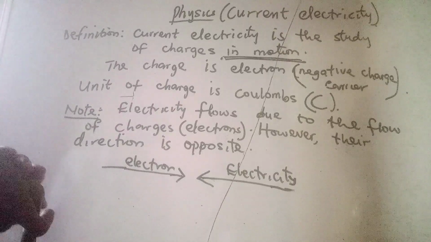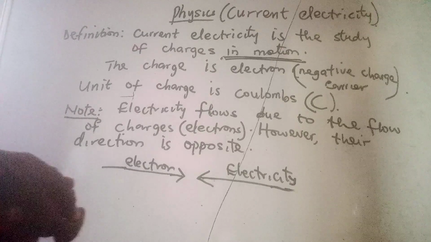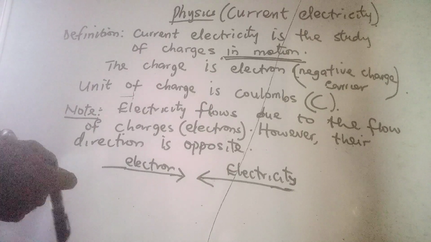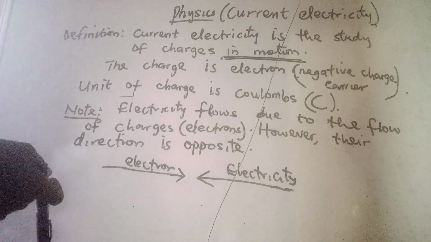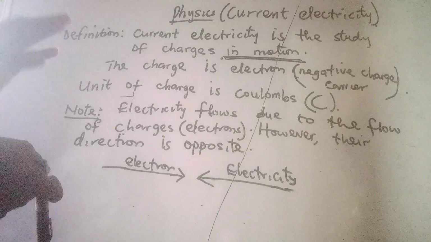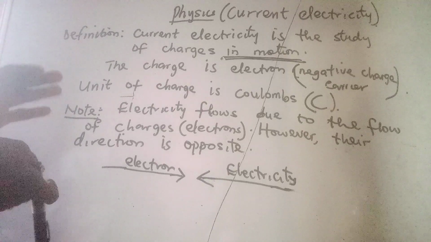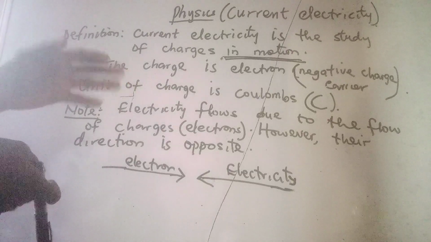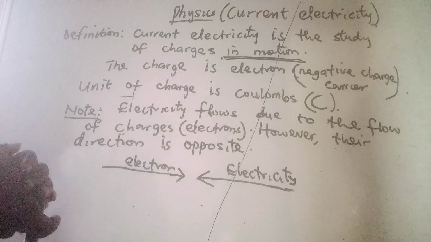You are welcome to my physics class today, and the topic we want to have a look at is current electricity. What is current electricity? Current electricity simply means study of charges in motion. When charges are in motion, we call that process current electricity.